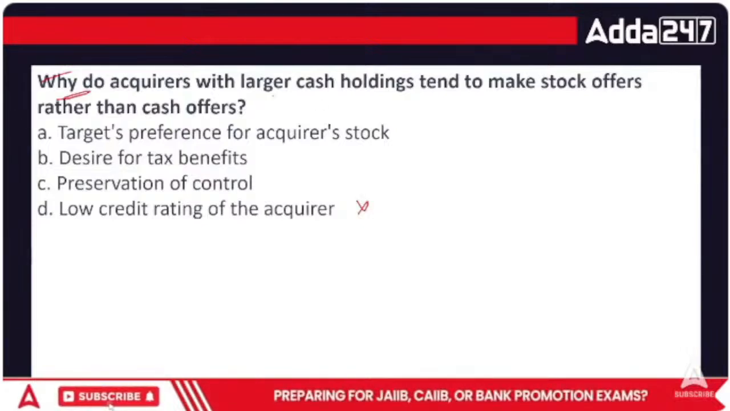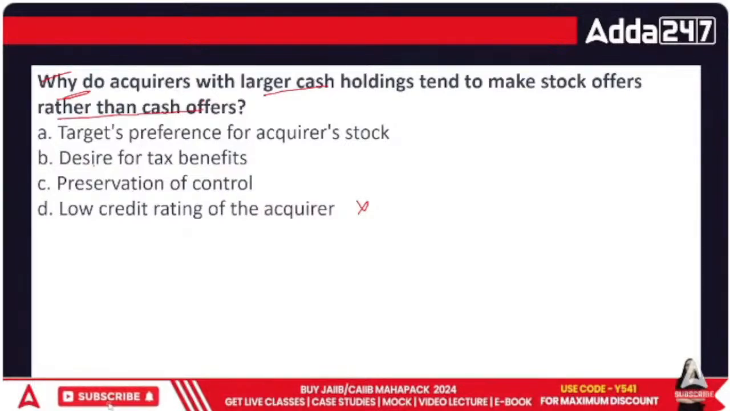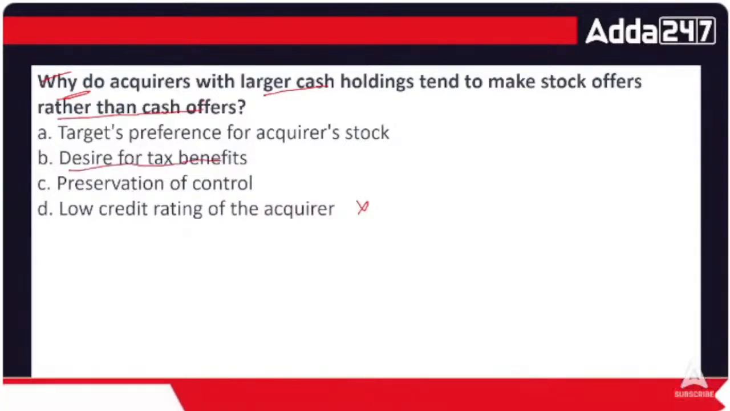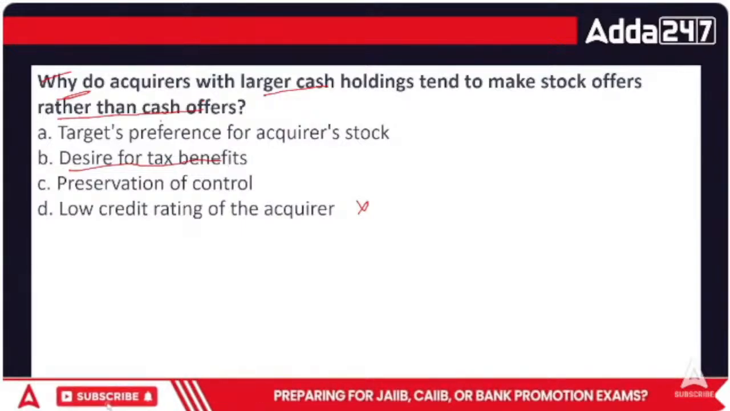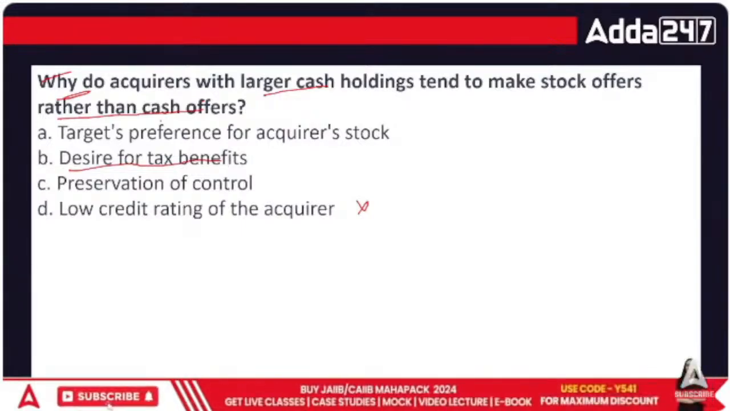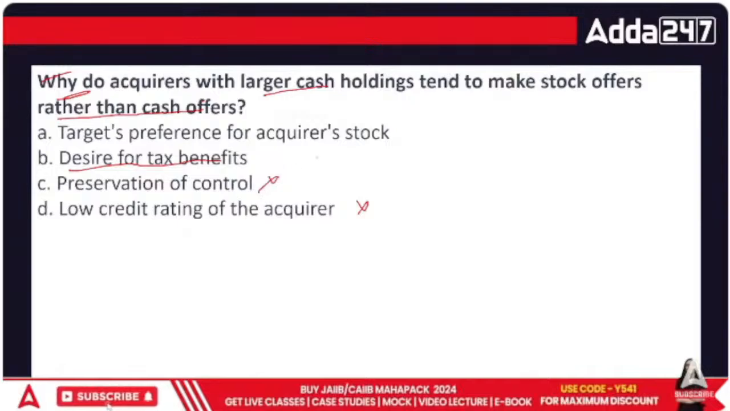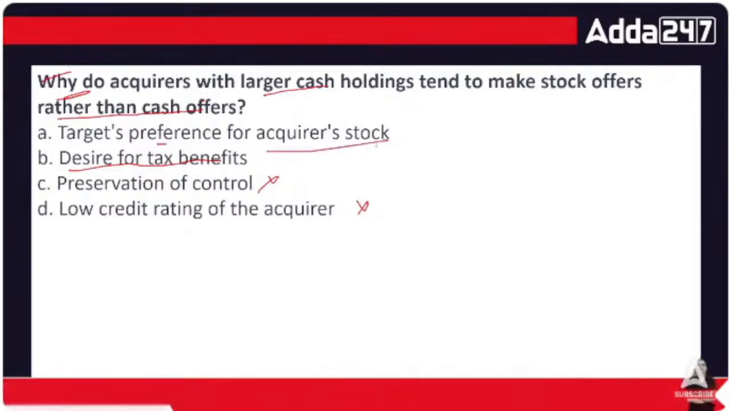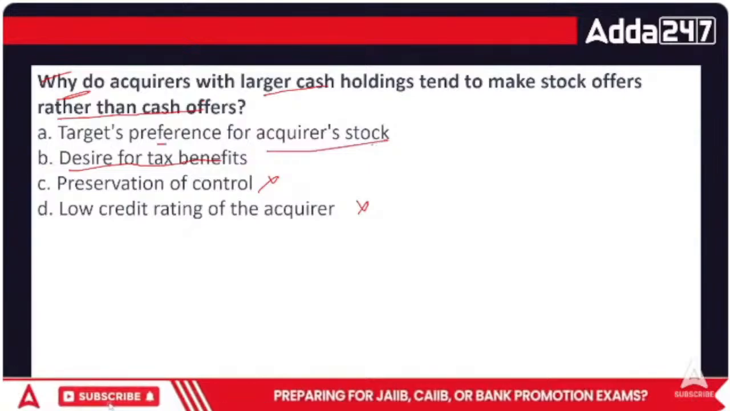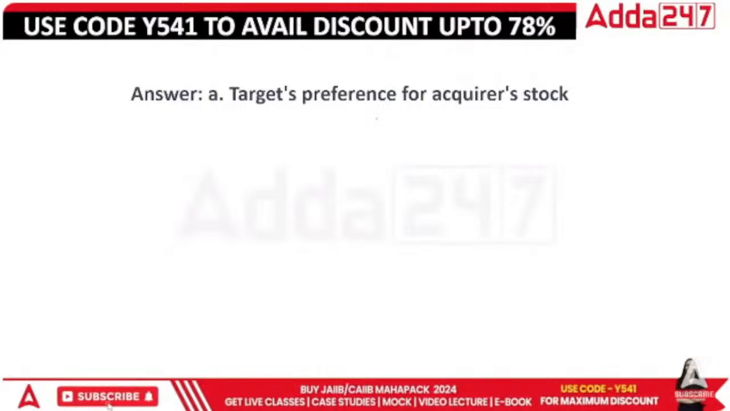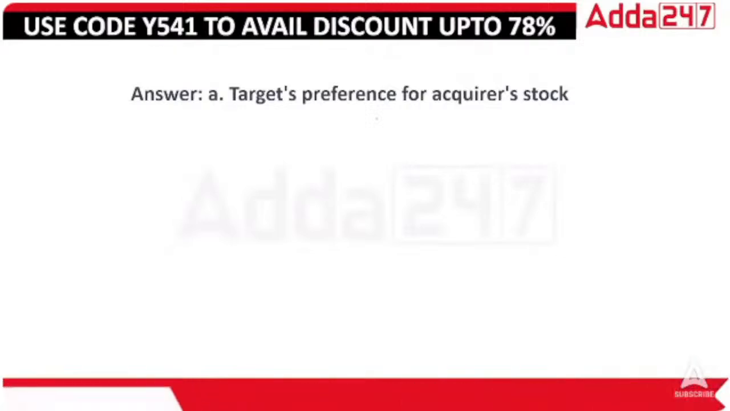Why do acquirers with large cash holdings tend to make stock offers rather than cash offers? Desire for tax benefits? Not really. This is a part of it, because when you are giving shares, in terms of amalgamation, yes, there is no taxation. Preservation of control doesn't really matter, because if you're giving shares to someone, then your control is gone. So eliminating this part as well. Target preference for the acquirer's stock: that means I had an eye on the shares and I'm like, okay, if I'm getting a chance, I will buy your shares. That's the point. Target preference for acquirer's stock, everyone.